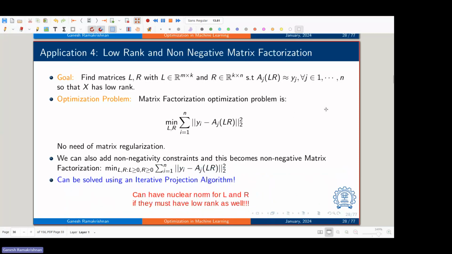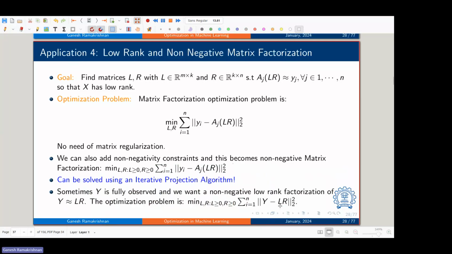Okay, so this is the iterative projection. It's an iterative algorithm, but it's a projection algorithm. You can also add a nuclear norm constraint for L and R if you want L and R to also have a low rank constraint. Okay, so I think you got a flavor of some of these algorithms now. Now I'll talk about some more optimization problems without going into the algorithm. Whatever I explained so far should give you a spectrum of the possible design choices we have.